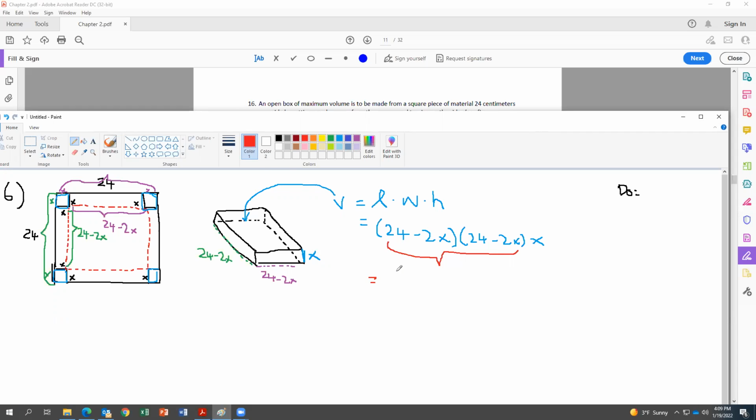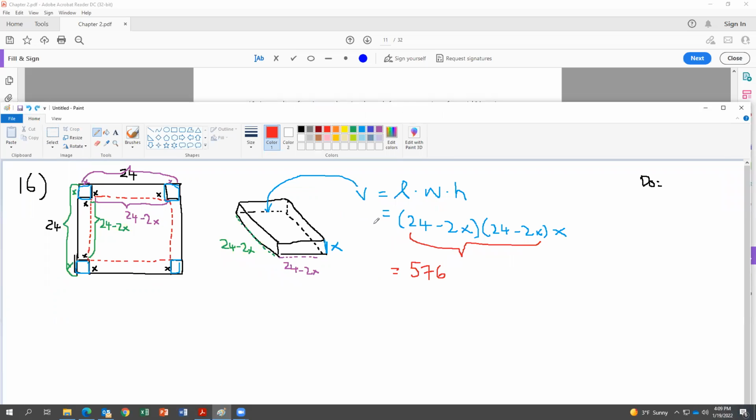So this will give us what? 576. Then you FOIL out, and you get negative 48x minus another 48x plus 4x squared. When you combine this, you get 576 minus 96x plus 4x squared.